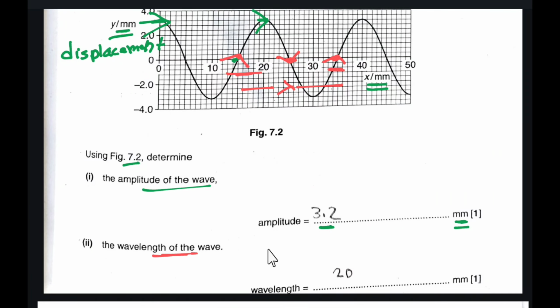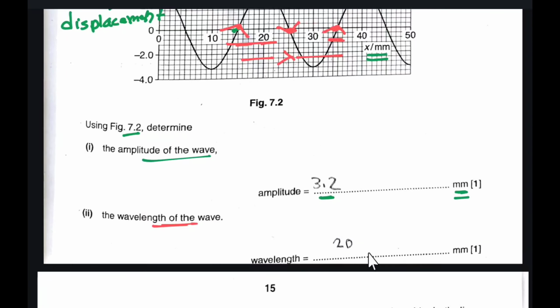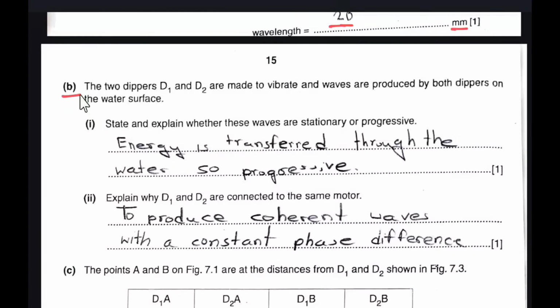So what is the wavelength? The wavelength is the distance between two points that are moving in the same direction. This point is moving in this direction, and this point is also moving in this direction. So the wavelength is the distance between these two points, that is 20 millimeter.